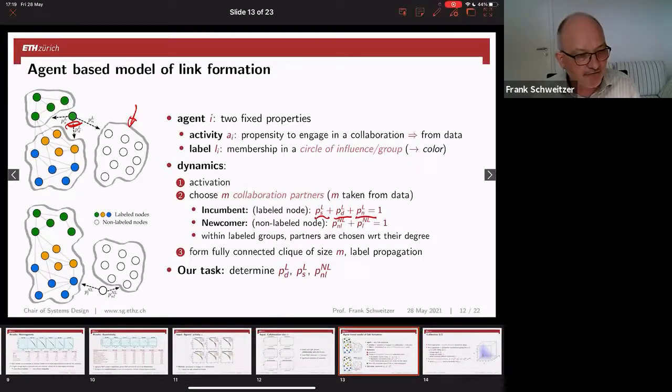For the second group of firms, these are the newcomers. A newcomer never collaborated with anyone before. So the newcomer has 2 choices. It can collaborate with an established firm, so these are the firms here that have already a color, or it collaborates with another newcomer that also has no color. So that means I have 2 probabilities here, with a not labeled firm and with a labeled firm. Because these probabilities sum up to 1, we only need to determine 3 independent probabilities. In total there are 5.